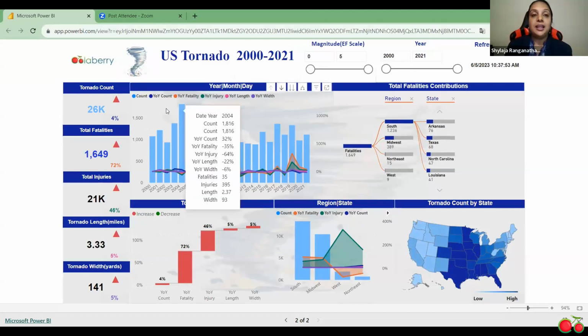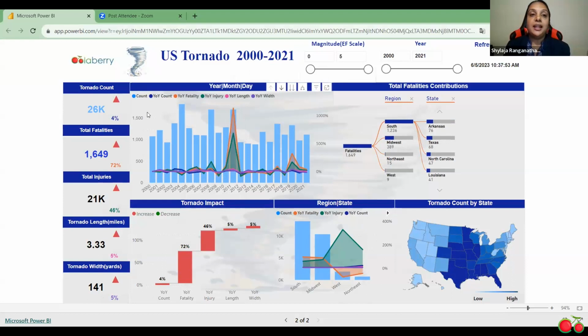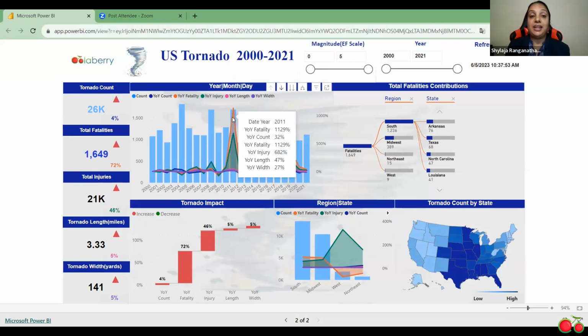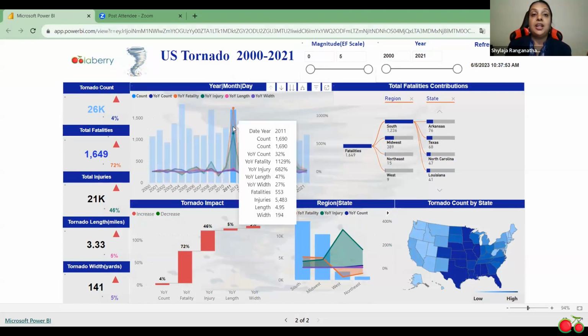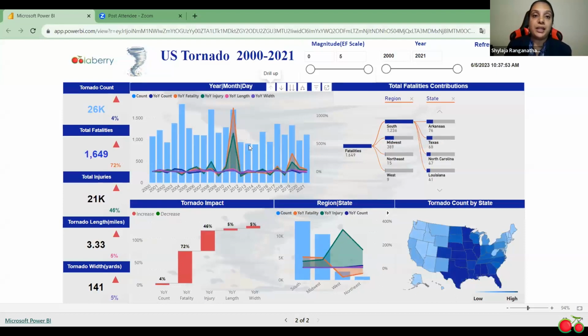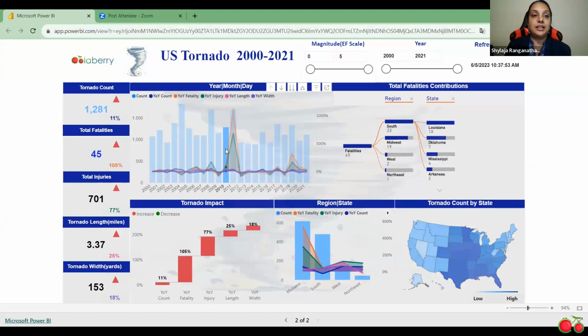Mainly for the negative insight, in my data set, if you see, there is an increase in the tornado count with some fluctuations. We can see here 2004, 2008, 2011 are the years where we had more tornado count. And especially in 2011, you can see that my fatalities and injuries have increased over the decade, like 1,129% here, when we compare it to the previous year, 2010.